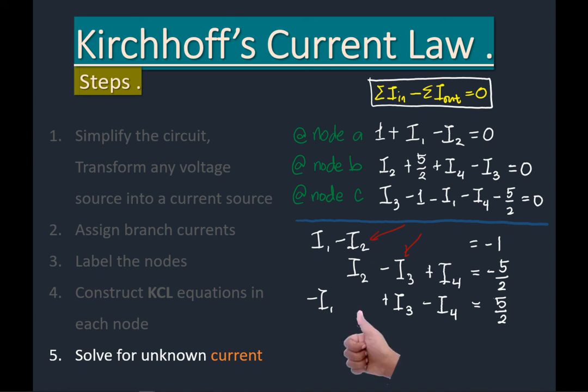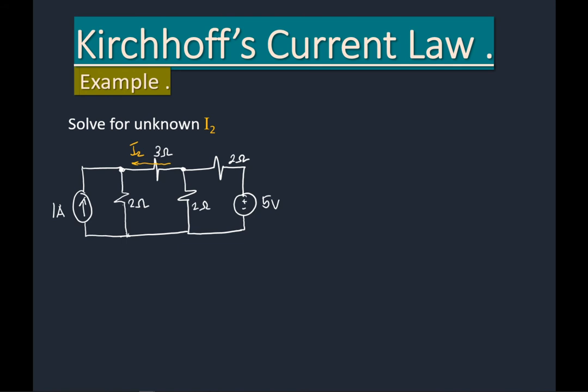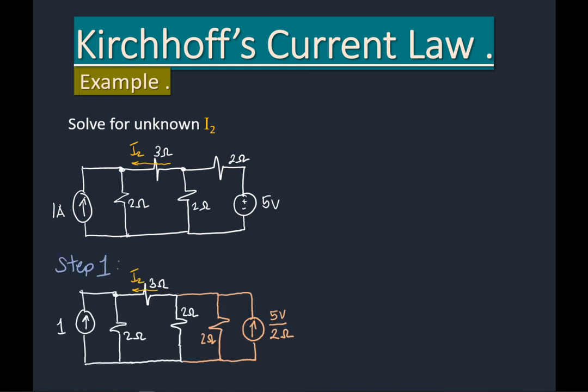That's it. So let's try some example. So here we would like to solve for unknown I2. So here I2 is current across 3 ohms going to the left. Okay. So first step, we need to convert the voltage source into the current source. So this is the same example as the previous one. So 5 over 2, so therefore this is 2.5 ampere. And then, okay, that's the first step.